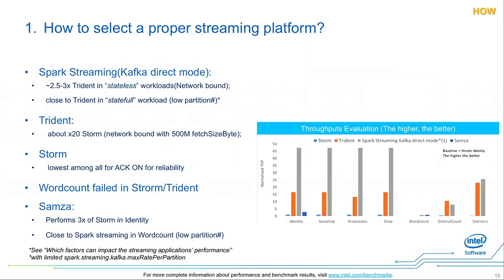And here is Samza. The Samza benchmark is in a very initial stage, so it is under the experiment phase. Here we just have two workload implementations for Samza. One is the identity, another is the word count. According to the observation, we found that Samza is about 3 times Storm in the identity workload, and it is quite close to Spark Streaming in the word count workload. And that's the rough idea for the throughput.